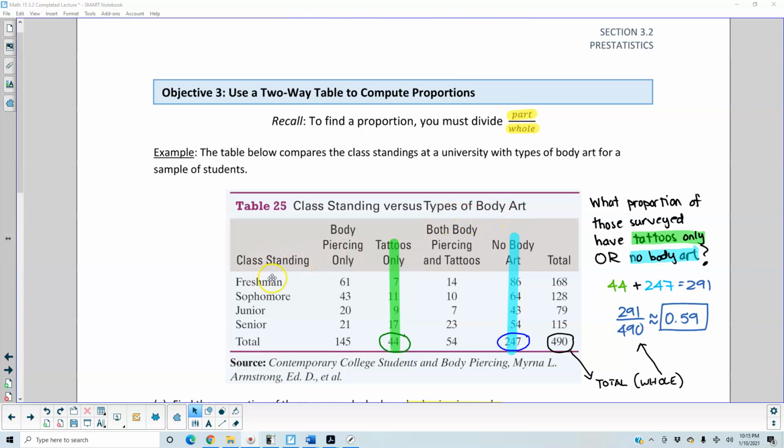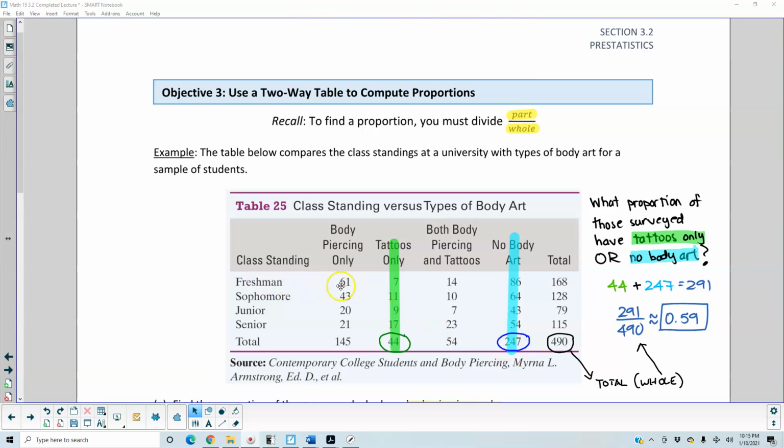So here's the class standing. We have freshman, sophomore, junior, senior, and then we have the totals. So for body piercing only, we have 61 that are freshmen, 43 sophomore, 20 that are junior, 21 that are senior, and again, those are the total amount of students there for that category. For tattoos only, we have 7, 11, 9, 17, and the total for that column is 44. For body piercing and tattoos, we have 14, 10, 7, 23, and the total for that column is 54. And no body art, 56, 86, 80, 64, 43, 54, which gives us 247.